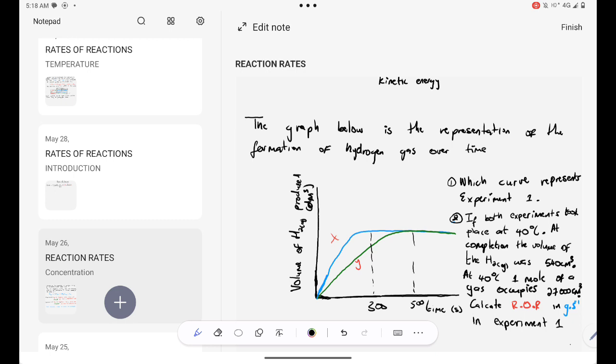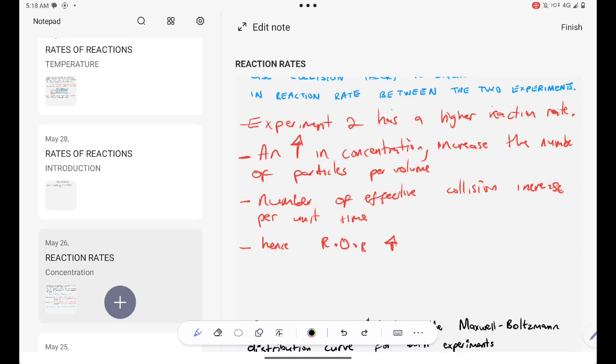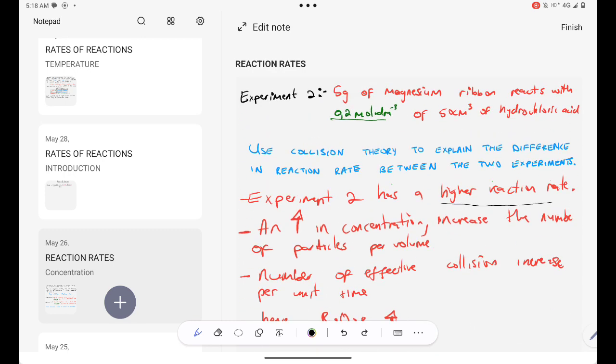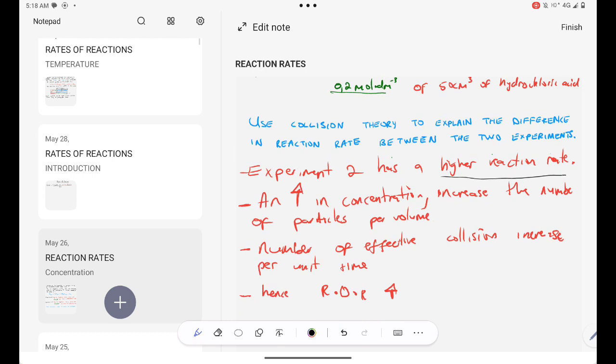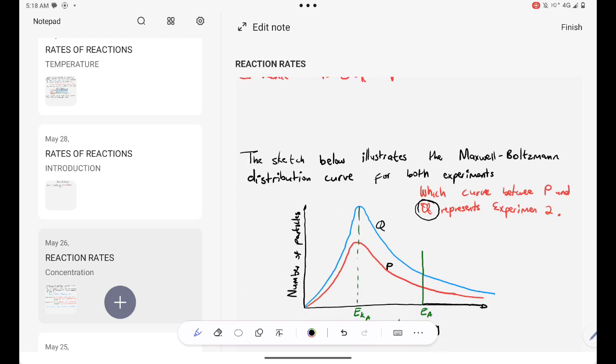For curve Y, the reaction reaches completion after 500 seconds, because that's when the curve starts to be straight over there. So the one that reaches completion later is the one that has the slowest, or rather the lowest, rate of reaction. In this case, we have established that experiment 2 has a higher reaction rate, but experiment 1 will have a lower reaction rate.